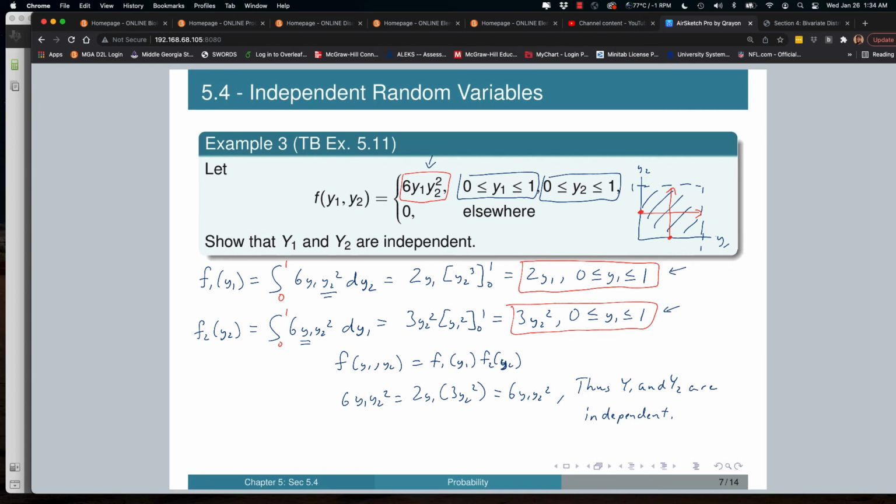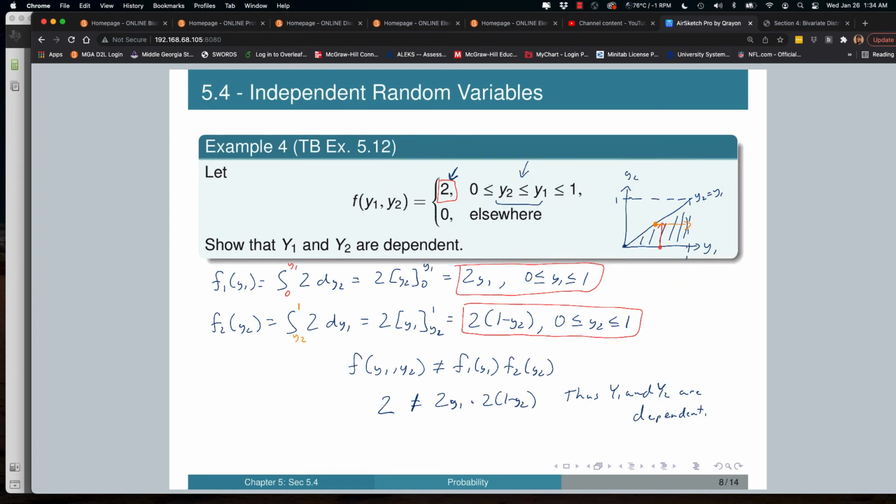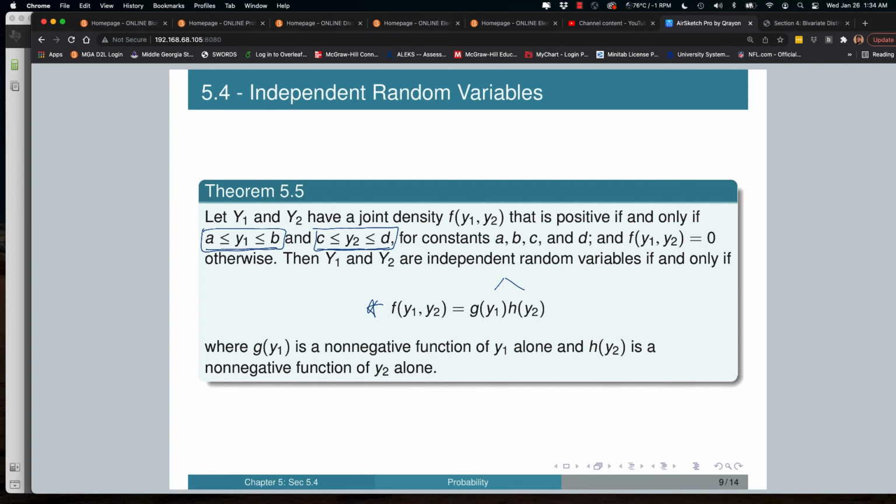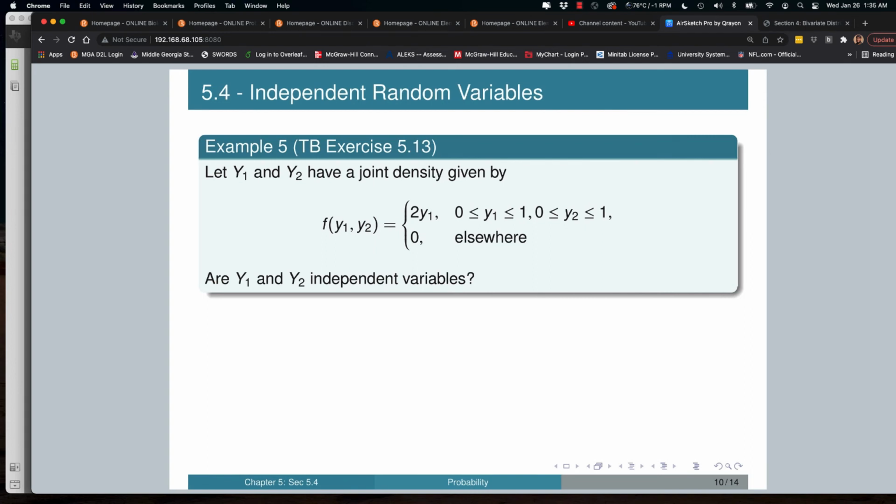I still prefer you to do it the way I did this one here, but this theorem is kind of nifty, in that it gives you a shortcut in certain circumstances. Don't always rely on this though, because you may not always be correct. But it does help specifically when you have two separate inequalities defining the range over where y sub 1 falls, and then separately where y sub 2 falls. So an example of that is this one right here.